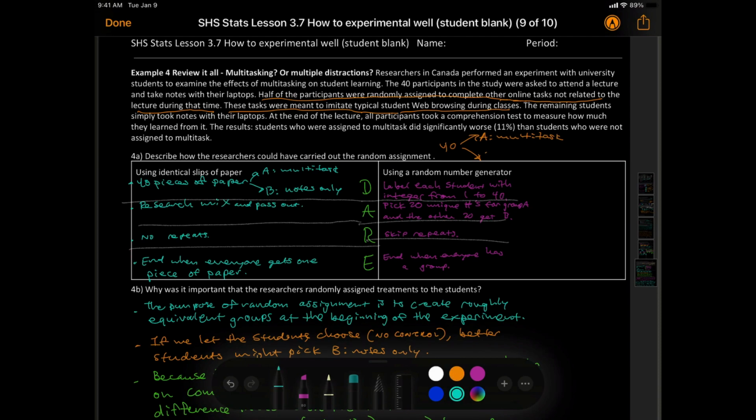And then group B, they were just simply taking notes with their laptops. They were focused. That's a T. Take notes. At the end of the lecture, all participants took a comprehension test to measure how much they learned from it. The results: students who were assigned to multitask did significantly worse, 11%, than students who were not assigned to multitask.